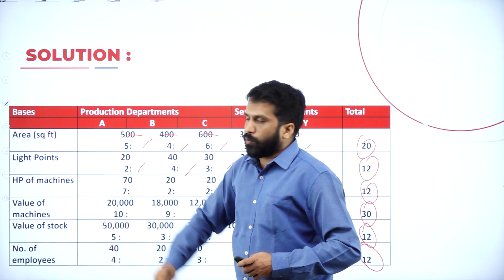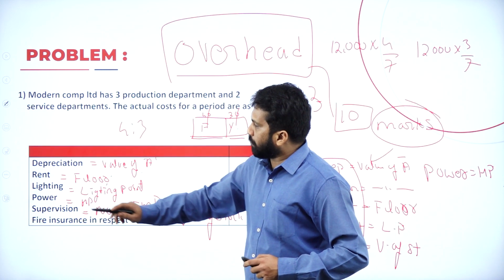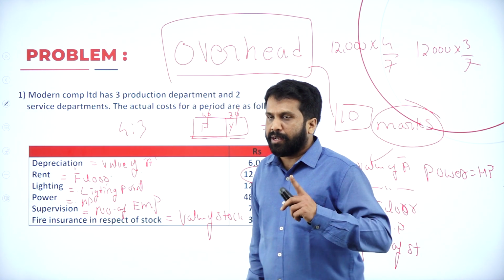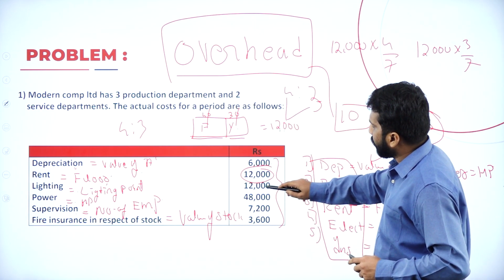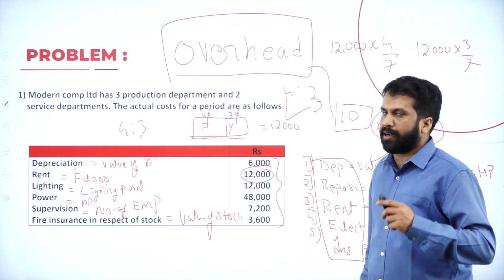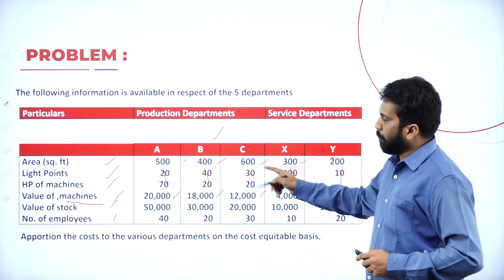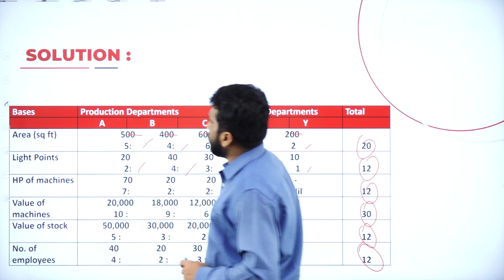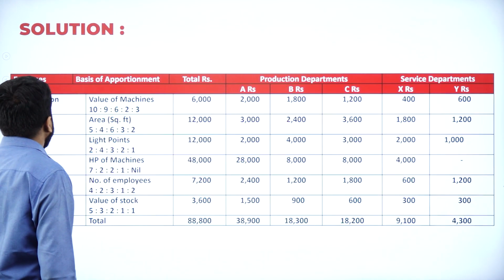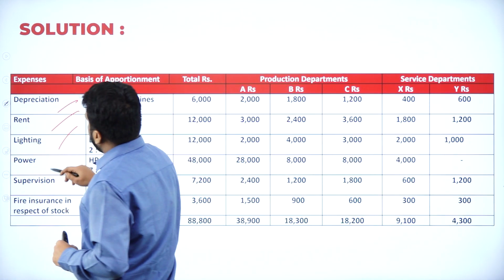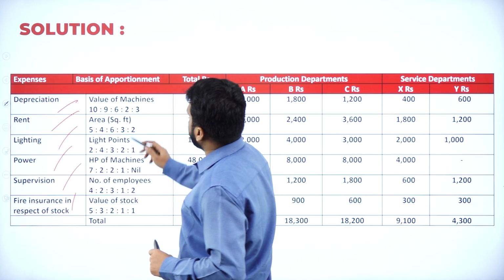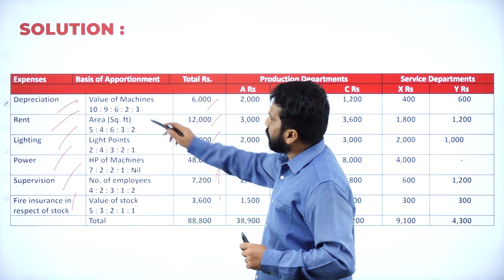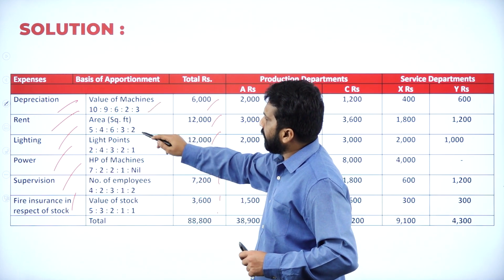Now you go for the expenses one by one. What is the first expense? Depreciation, rent, light, power, supervision, fire insurance. What are the expenses? 6, 12, 12, 48, 7, 36. Clear? Don't consider these numbers anywhere. It is only for the ratio purpose. See? As per your answer, your depreciation, rent, lighting, power, supervisor, fire insurance. What is the working note you got? Value of machine, the ratio.